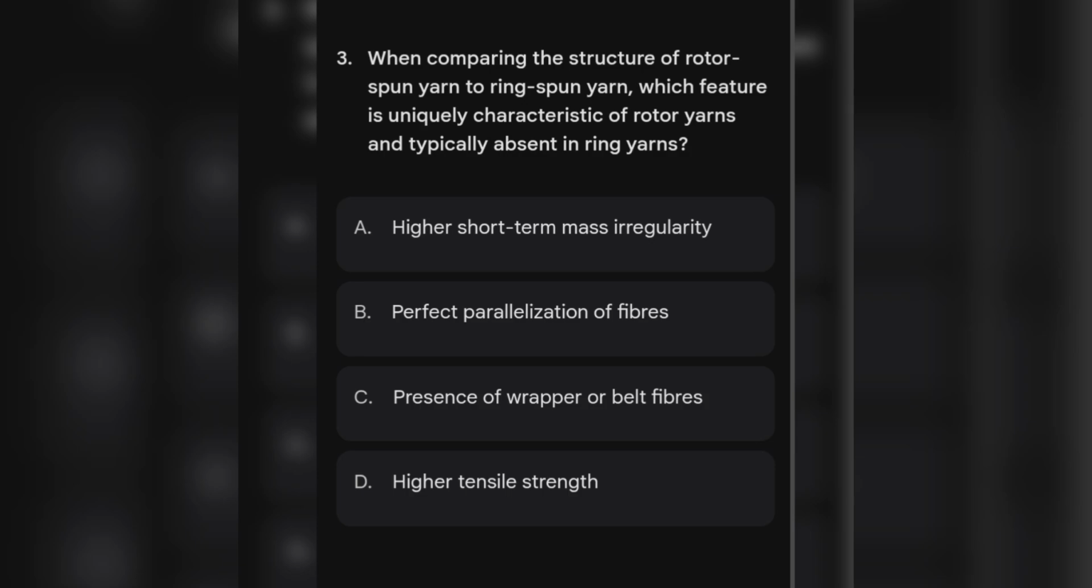Yes, most of the cases presence of warp and belt. Yes, in ring spun yarn there are no wrapper fibers, whereas in rotor there are.